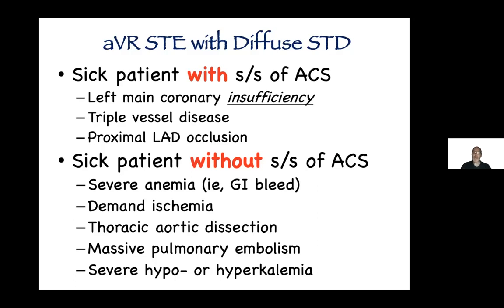So I categorize them as being heart sick and not heart sick. If they're sick with signs and symptoms of ACS, it's typically going to be one of those three that you're looking at: either a left main coronary insufficiency, not occlusion, left main insufficiency, or it could be triple vessel disease, which means you have a dirty right coronary, dirty left circumflex, dirty LAD, or it could be a proximal LAD occlusion. If your patient is sick but doesn't have signs and symptoms of ACS, then it could be any one of what you're looking at. It could be GI bleeding, it could be anemia, it could be a thoracic aortic dissection, or of course there's the syphilis of EKGs, it could be hyperkalemia.